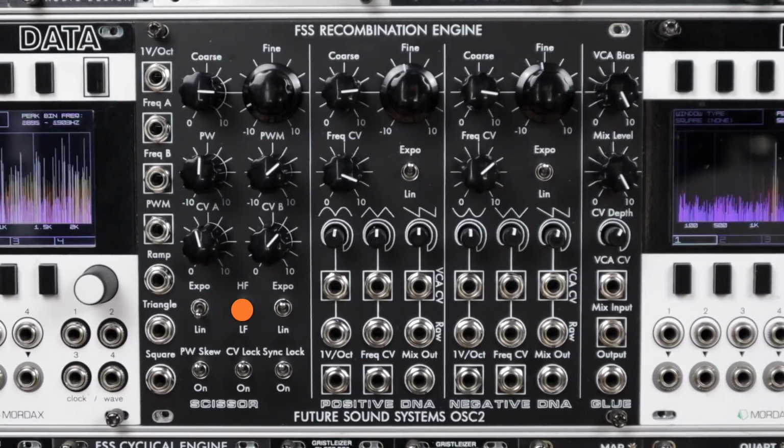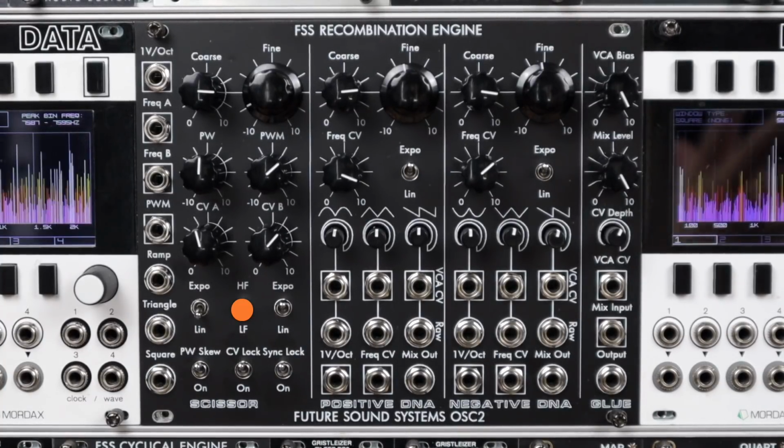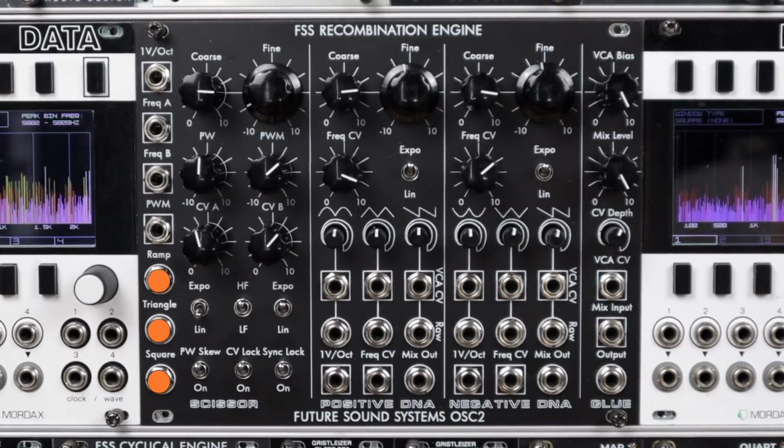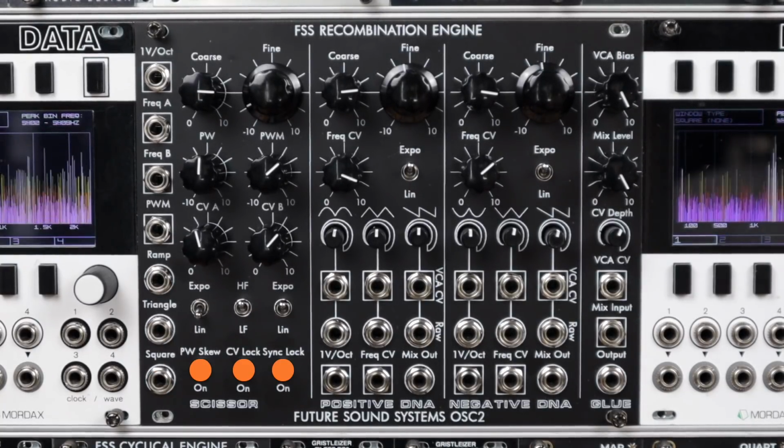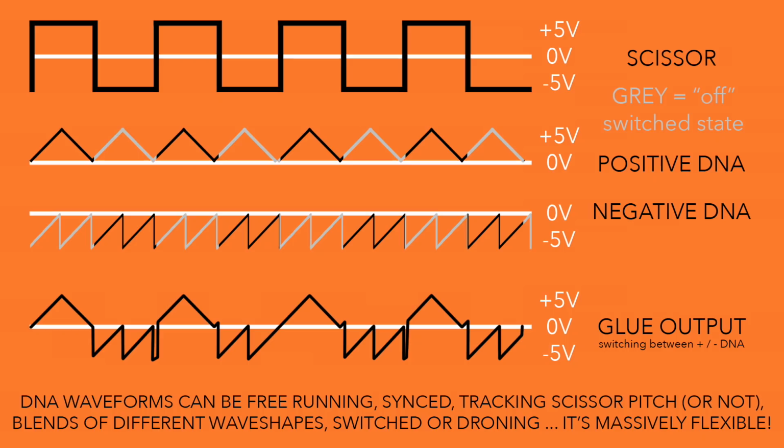There's also a switch there to take this from high frequency audio use down into low frequency LFO use. We've got ramp, triangle and square wave outputs, and 3 modulation bus switches, which we'll come to shortly. Now, that Scissor master oscillator switches at audio rates between the positive and negative DNAs. The positive goes from 0 to 5 volts, the negative from 0 to -5 volts. So as they're combined, they create your standard bipolar -5 to +5 waveform.